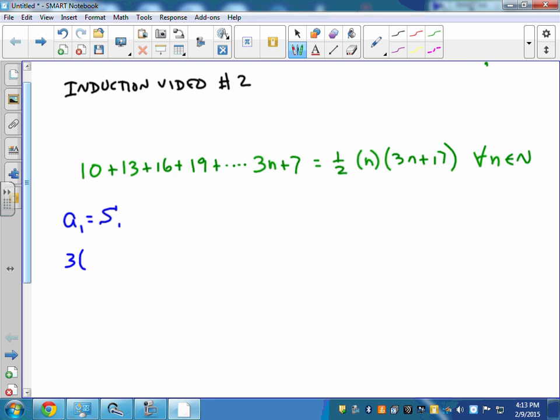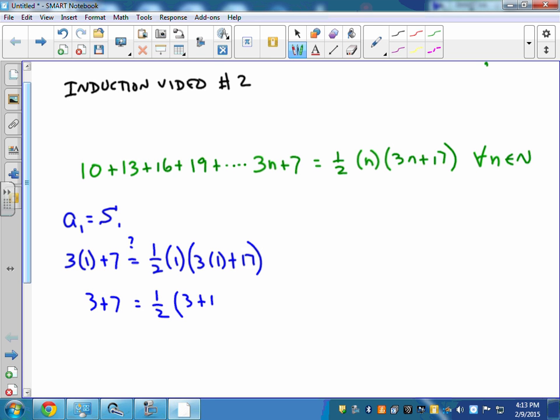Okay, a sub 1 is s sub 1. 3 times 1 plus 7 is supposed to be, question mark, 1/2 times 1 times 3 times 1 plus 17. That's the question. So what do we have? 3 plus 7 over here. This is 1/2 times 3 plus 17. So this is 10, and this is 1/2 of 20. And sure enough, 10 equals 10. Okay, so that's true. We've got this one taken care of.